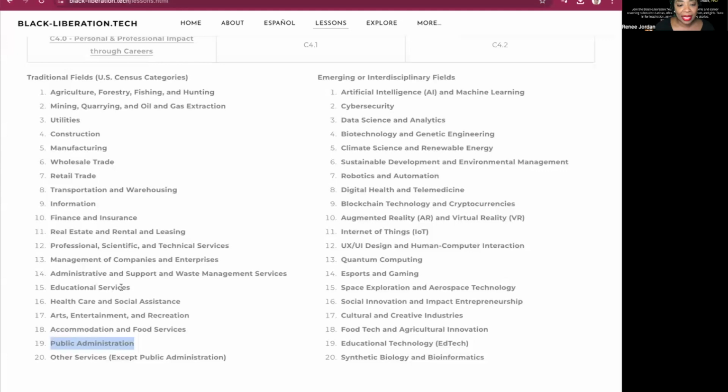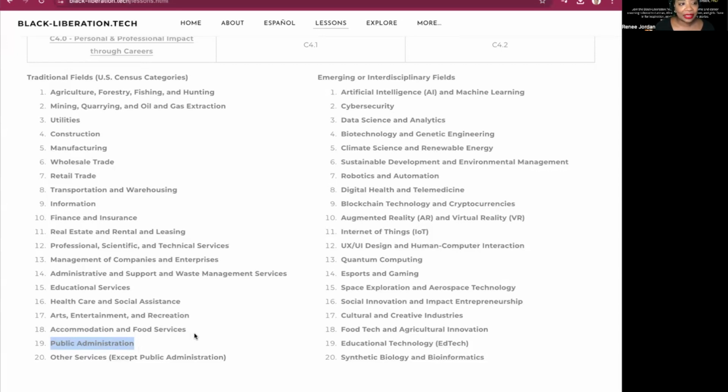So just to recap: educational services, arts, entertainment, and recreation. And I'm specifically interested in arts and then public administration. So how the government intervenes in that section, or how public funding intervenes.